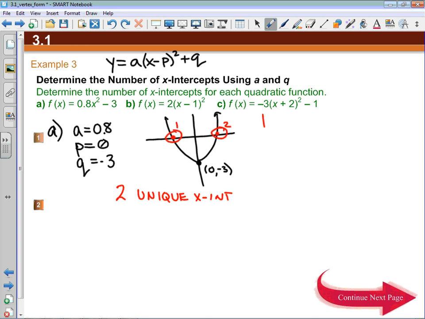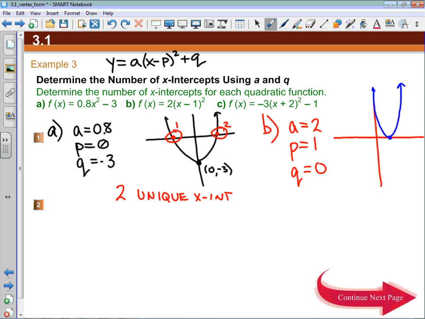All right, let's do B. We're going to do the same thing throughout. So looking at B, I can identify that the A parameter is +2, the P parameter is +1, and the Q parameter is 0. Now, what that lets me do is draw this function. I know that it's the standard parabola, a little bit more narrow because A is +2, but it's been moved 1 unit to the right. So my parabola looks something like this.